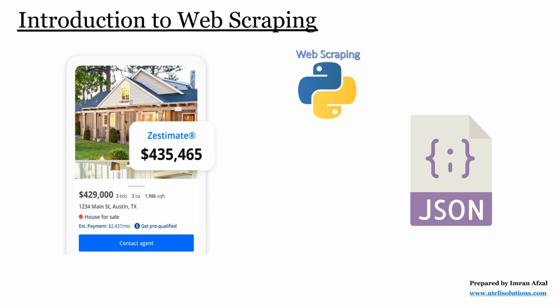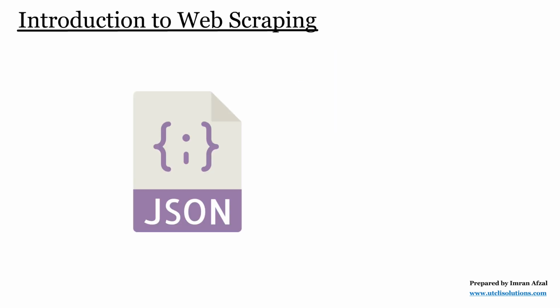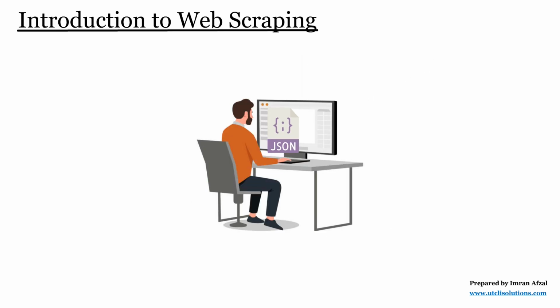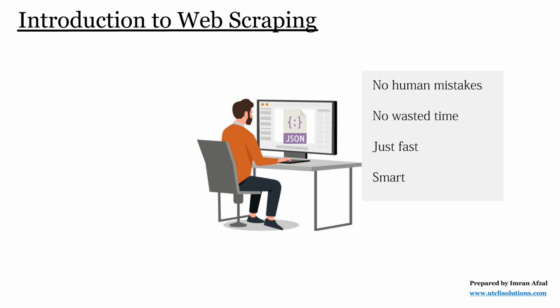Now, your research agency can get daily reports about the real estate market in New York, California, or Texas without anyone typing. You can use this collected data to create graphs, spot trends, or make predictions about house prices. That's the power of web scraping, and it brings important online data right to your screen. And you can set it up to run every morning like a digital assistant. No human mistakes, no wasted time, just fast, smart data gathering.